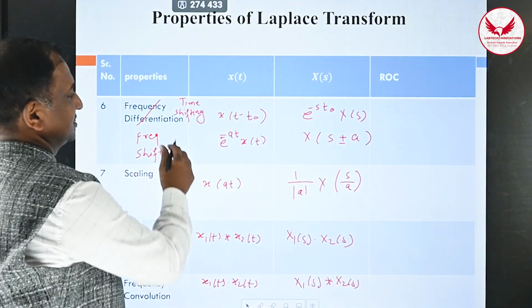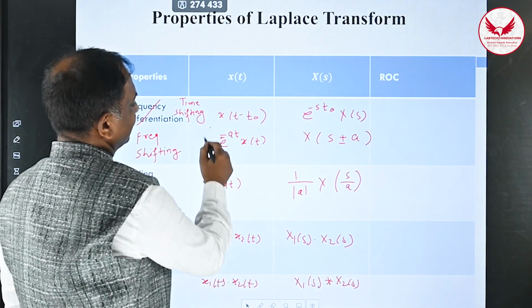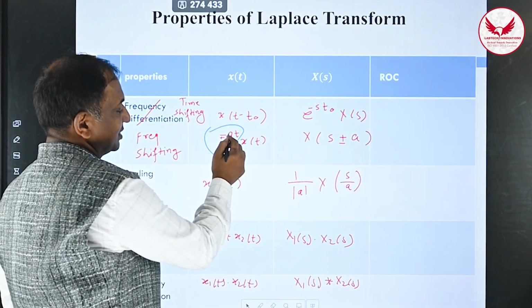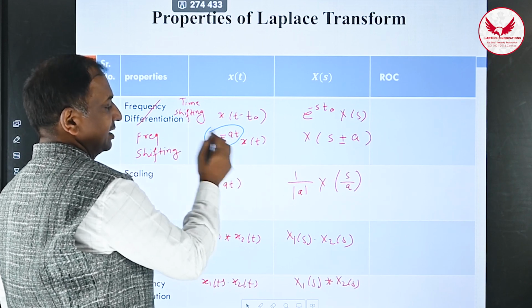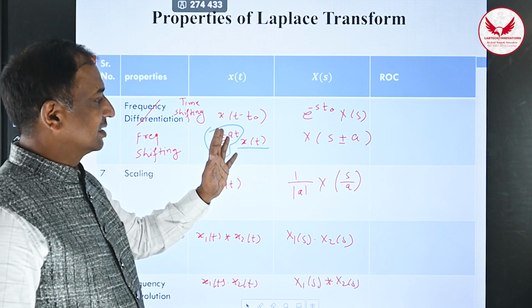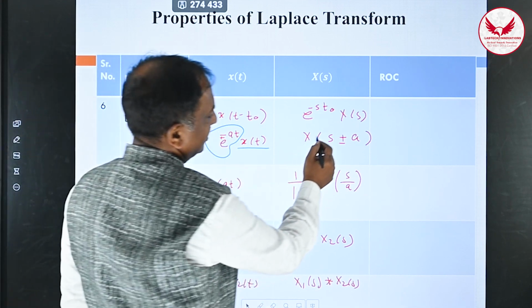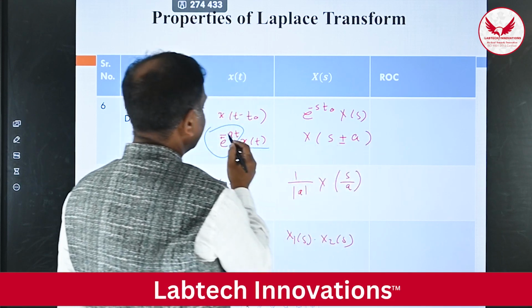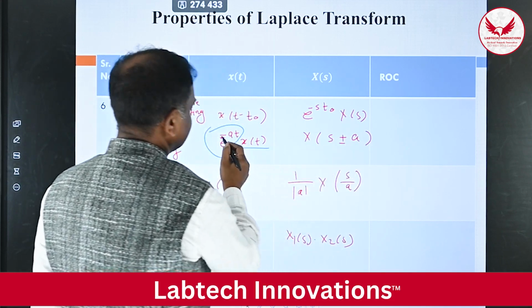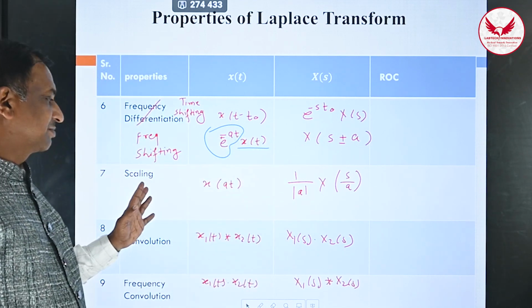Then this time shifting, we have seen the frequency shifting property. If the signal x of t is multiplied in the time domain by e raised to minus or plus at, then its frequency is shifted. So its Laplace transform is equal to x of s plus or minus a. If it is minus, it will be plus. If it is plus, it is a minus. So this property is called the frequency shifting property.